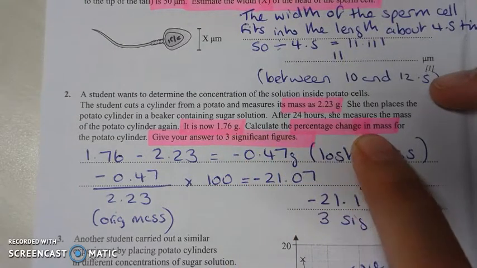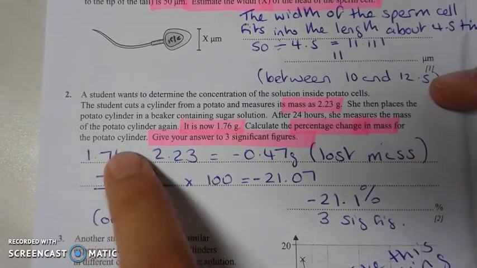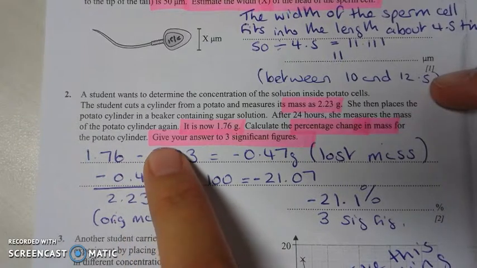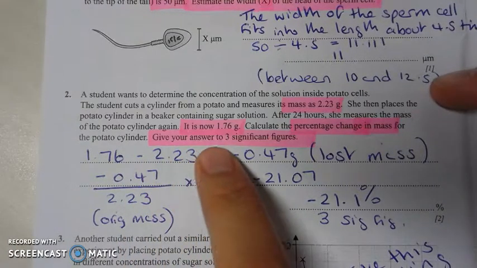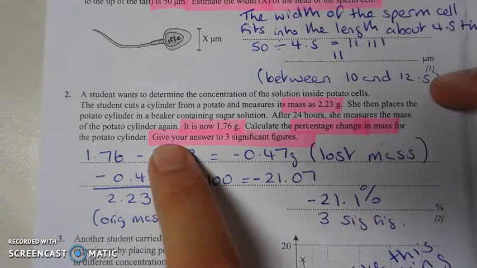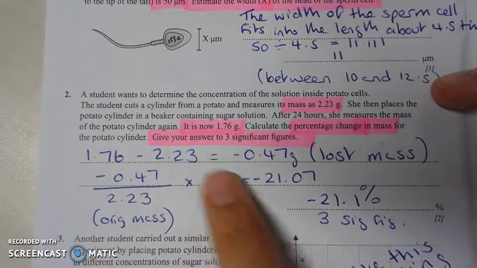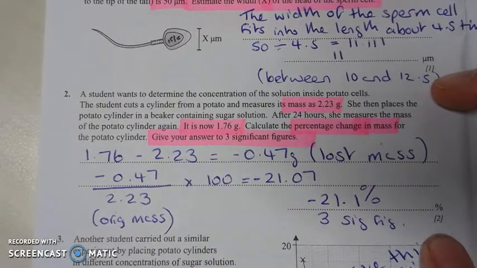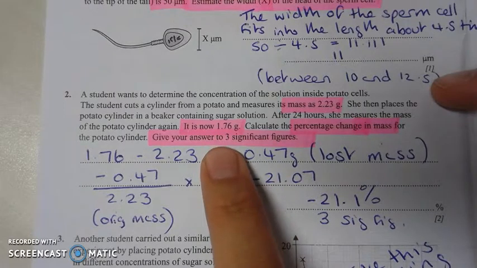Calculate the percentage change in mass for the potato cylinder. And lastly, and most importantly, give your answer to 3 significant figures. If you don't do that, you lose one of the marks. This question's only out of 2 anyway, and you'd lose one just for not doing that.